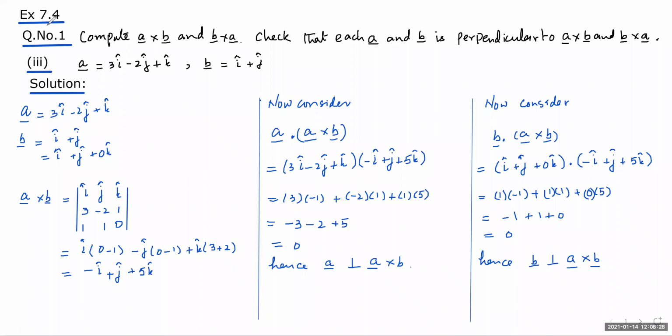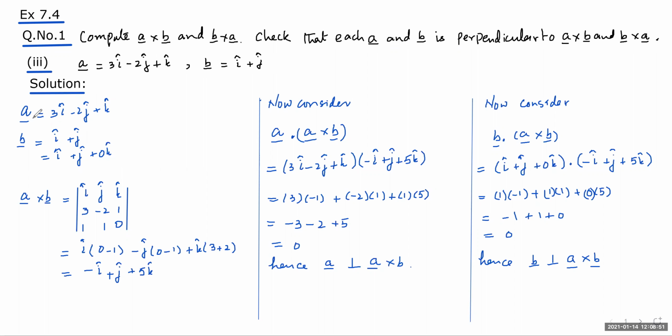Bismillahirrahmanirrahim. Exercise 7.4, question number 1. Compute A cross B and B cross A. Check that each A and B is perpendicular to A cross B and B cross A. The given vectors are vector A equals 3i minus 2j plus k, vector B equals i plus j. We start the solution.